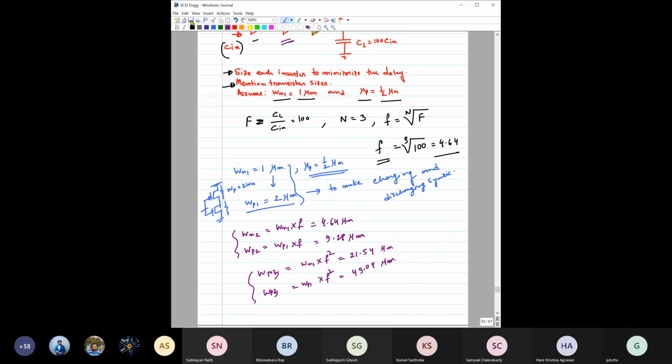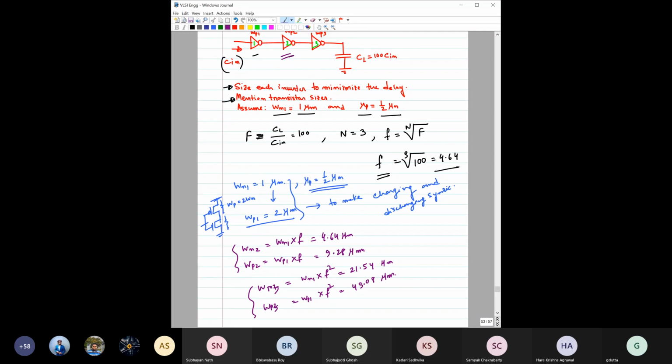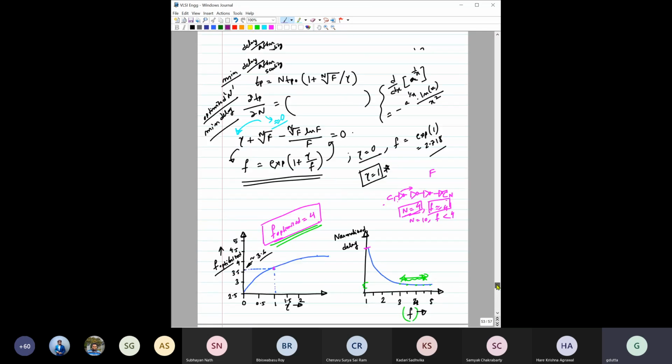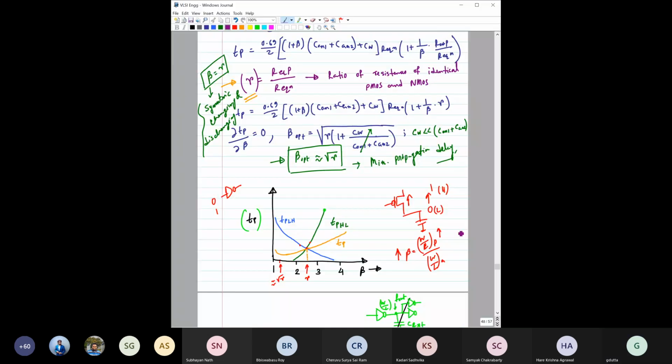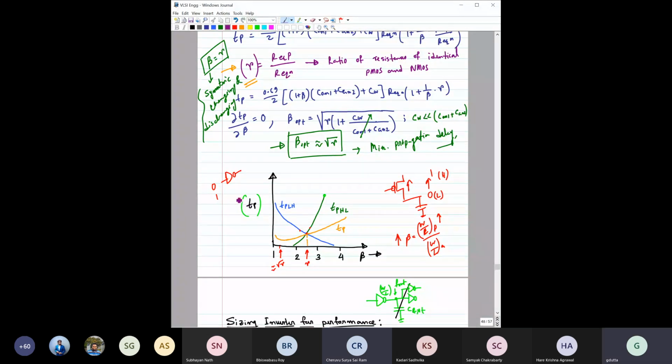Sir, but in this question we need to minimize the delay, right? So shouldn't we take the root R condition? Yeah, you can take the root R condition, but do you also recall there was something different there? What was the issue if you take root R? Charging and discharging time won't be the same. TPHL and TPLH will have a significant difference.